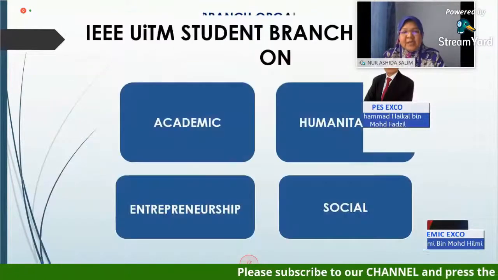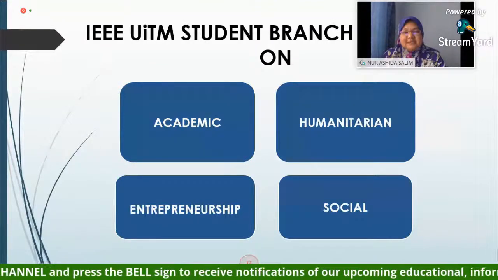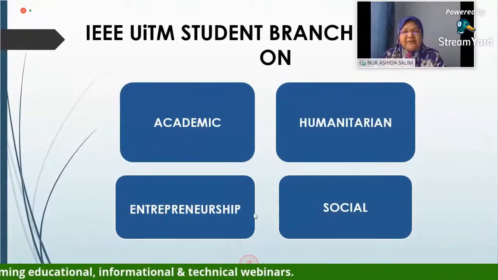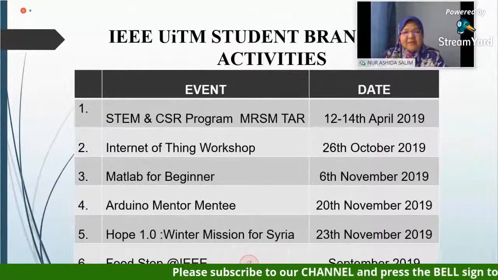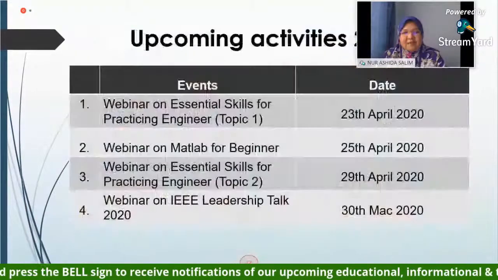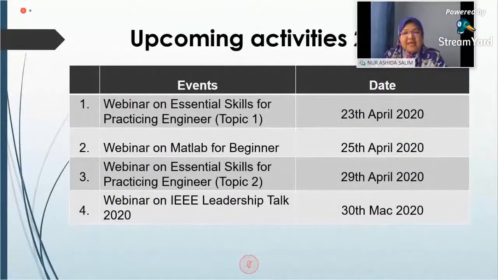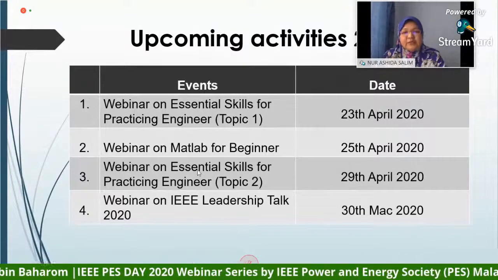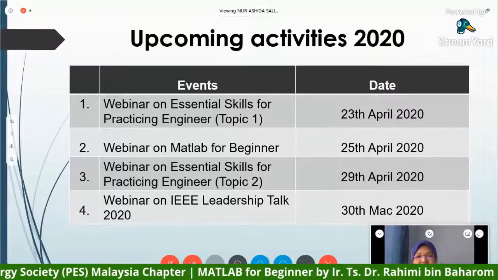session 2019-2020. Basically our focus is on academic programs, humanitarian, entrepreneurship, and social activities. These are some of the past year activities that we have conducted, and this is the coming activity for this year. In conjunction with the IEEE PES Day, the UiTM Student Branch participated in 4 events. Today's event, MATLAB for beginners, is the second program that the UiTM Student Branch organized.